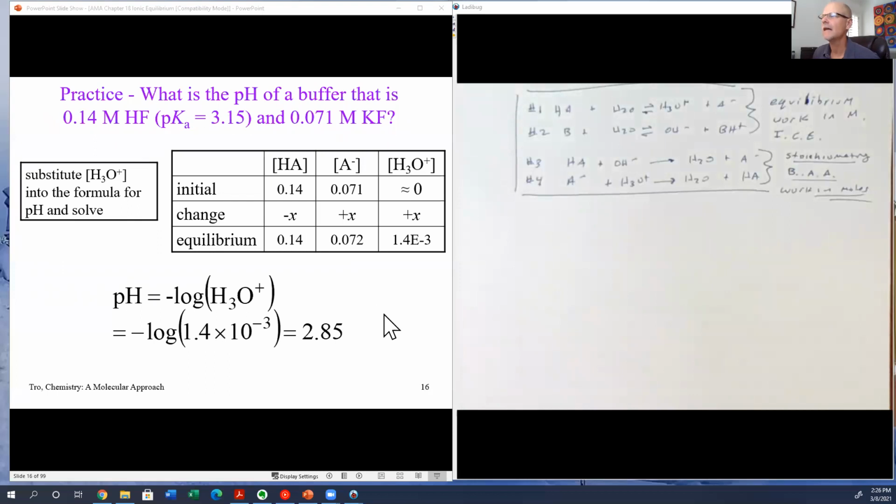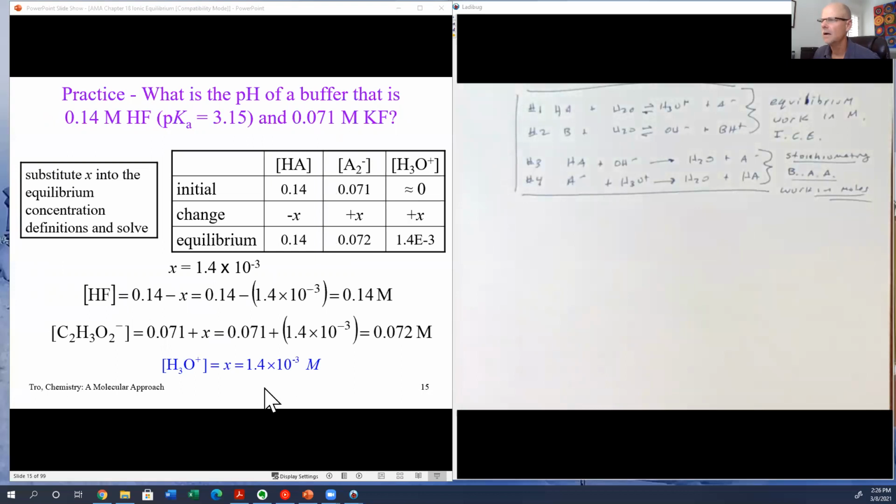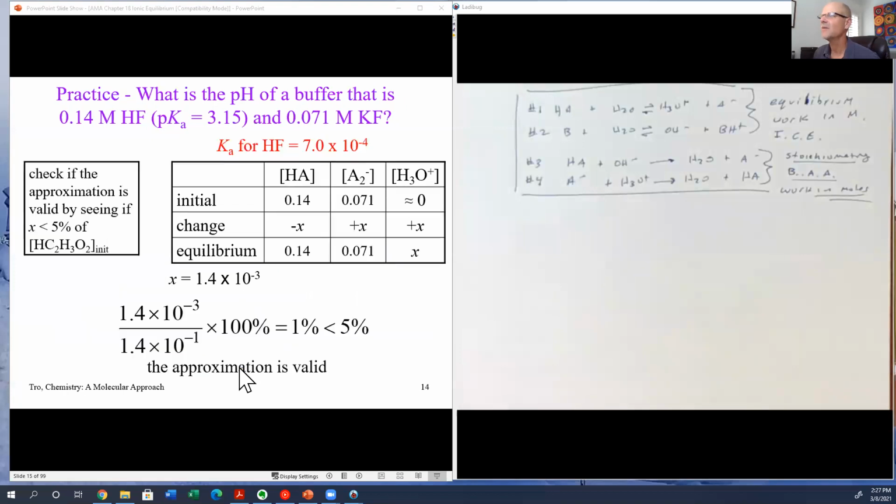All I did here on the last slide is I found the pH, which is minus the log of what I got for X, right? So this is just like many of the equilibrium problems we did before. Don't worry about this stuff here. Just worry about this in blue. This is the H3O plus concentration, which is equal to X. Okay. Checking the X is small approximation is here, right? Remember, I just compared the number to what I subtracted it from, which was 0.1, which was 0.14, right? And that gives me 1%.